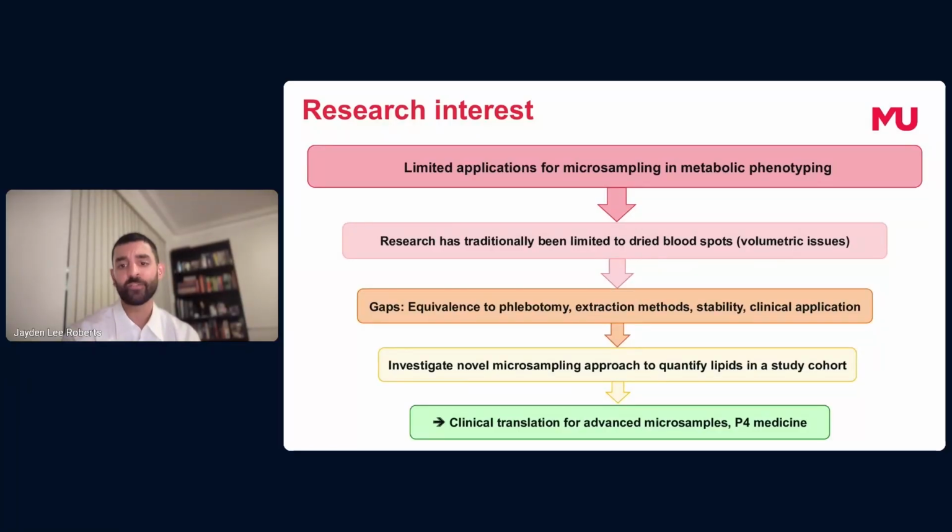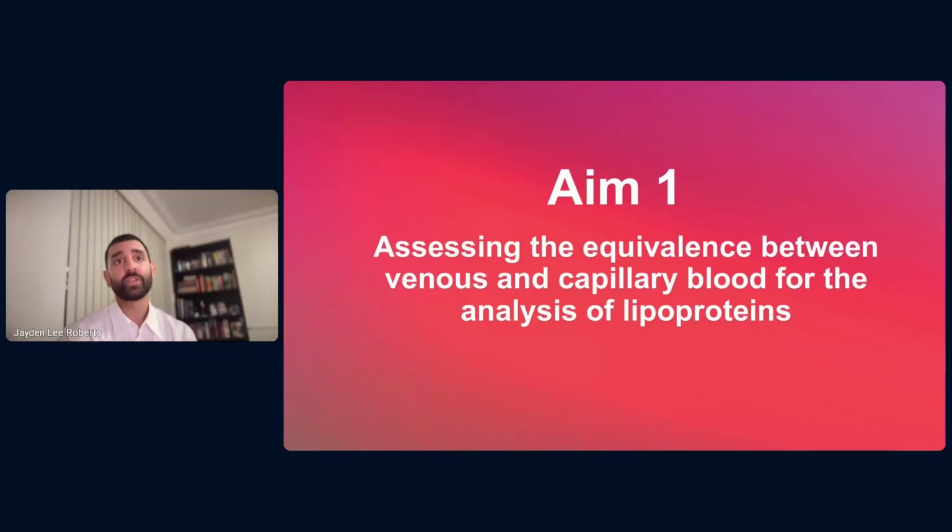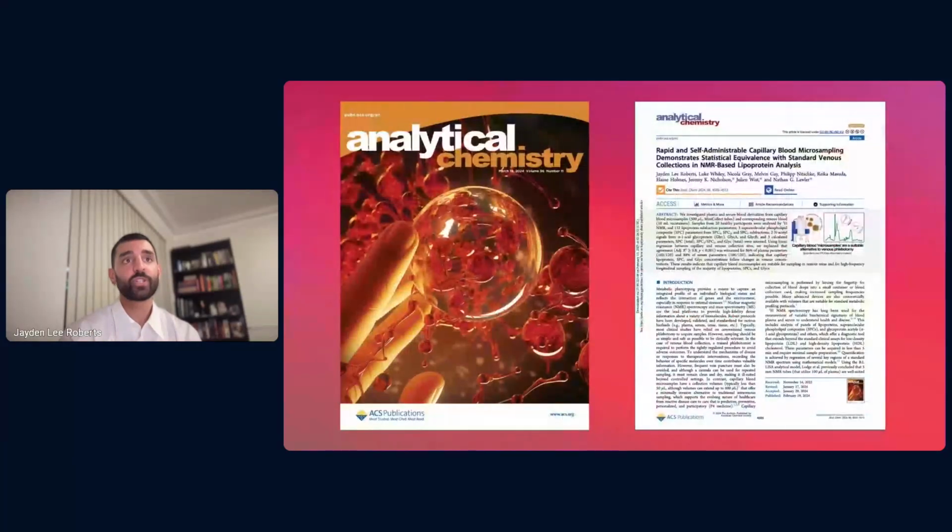So I'll start with the first study and aim that I looked at, which was to investigate the equivalence between traditional venous samples and capillary blood. I was really fortunate that this research that I'll be discussing in this section was published in Analytical Chemistry last year. And this study specifically provided a rigorous comparison between capillary and venous blood and demonstrated how microsampling can be both reliable and practical for real-world applications.